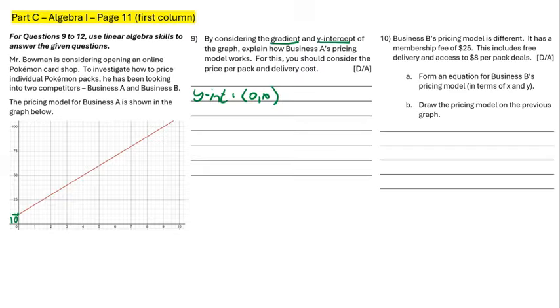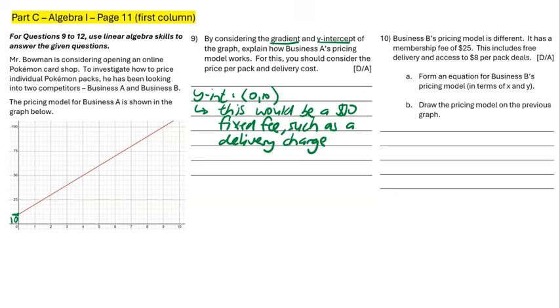So that means there's a fixed fee of $10. And that occurs regardless of how many packs you order. And if you think of the context of the question, that's probably going to be your delivery fee. So this would be a $10 fixed fee, such as a delivery charge. Okay, so we've considered the y-intercept part.